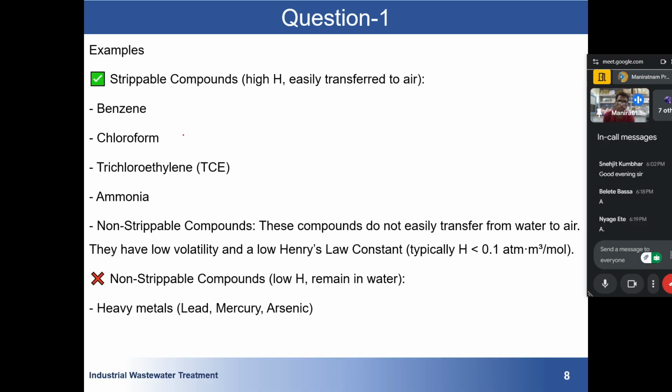Suppose you have water which contains these kinds of gases, then it can be easily removed by a simple aeration process or by passing it through the air stripping tower. Okay, non-strippable compounds, those compounds do not easily transfer from water to air. They have low volatility and a low Henry's law constant. These typically have H less than 0.1. They remain in water. I hope you have understood it.